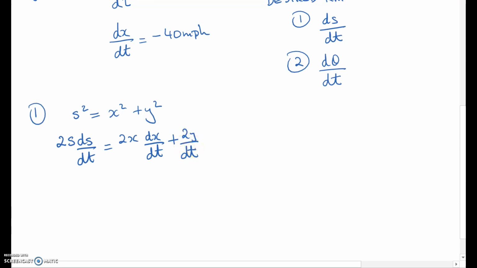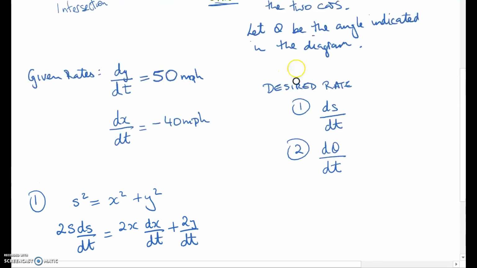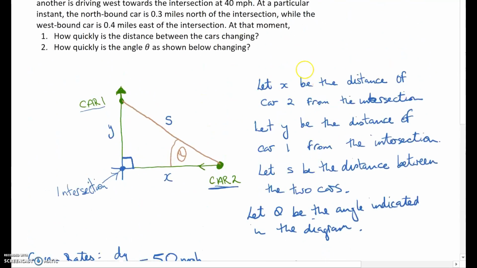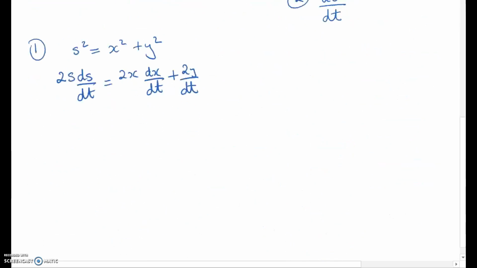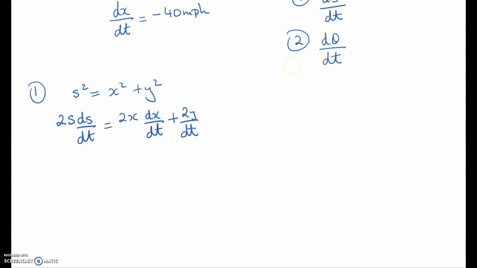Now, we're told that at the instant we're looking at, the northbound car, in other words car 1, is 0.3 miles north of the intersection, so y is 0.3 and x is equal to 0.4. We can only put these things in after we've differentiated.